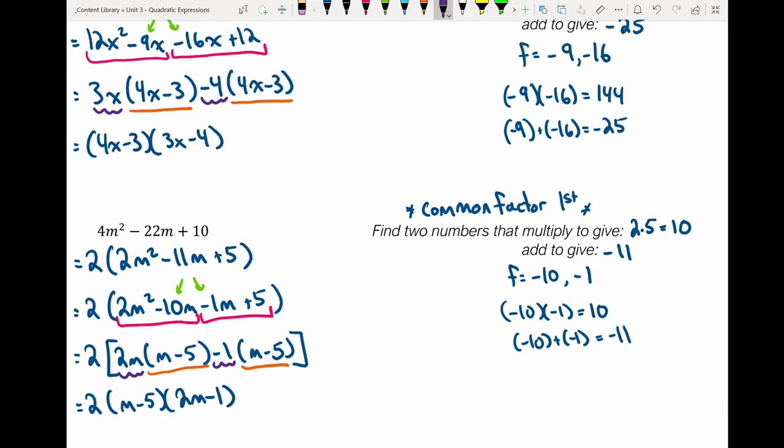And I can see that I've common factored it first, so that's why the 2 is out front. Again, if you're ever unsure, you can always expand this, and it should lead you back up to the first answer, or the first expression that we started with.